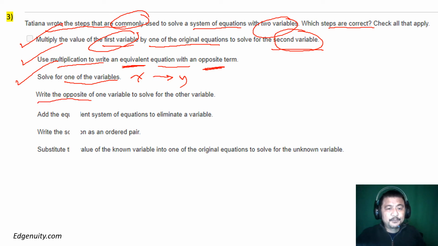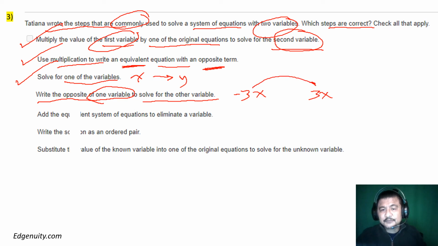Did we write the opposite of one variable so that we could solve the other? For example, there's a 3x. Did we just write positive 3x? No, you can't just do that. You'll have to multiply it by something. You cannot just write the opposite. No. Add the equivalent system of equations so that we can eliminate. Add the top and add the bottom, right? So that you can eliminate.